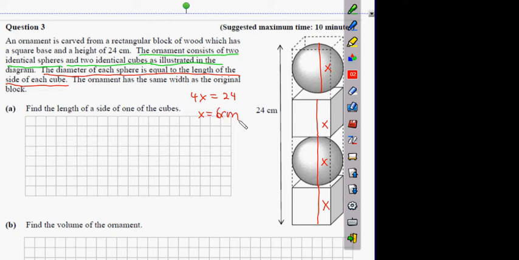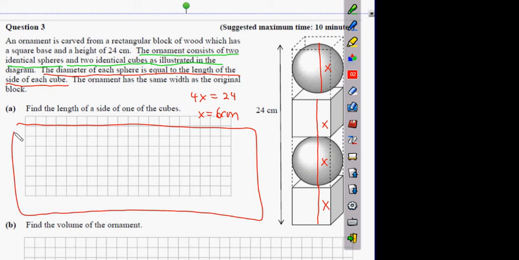6 centimeters. The whole thing is 6 centimeters. Okay? It's not too bad. Find the volume of the ornament. I'm going to do the volume of the ornament in this section here. That's okay with us? So the volume of the ornament is going to be worked out up here. Now, how do I find the volume of a cube?